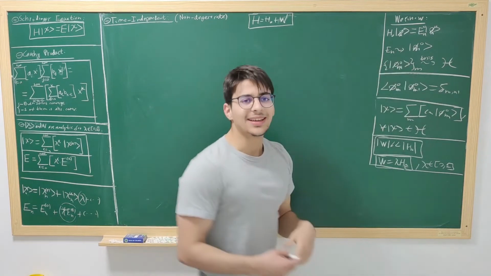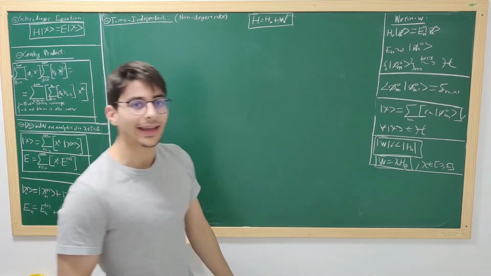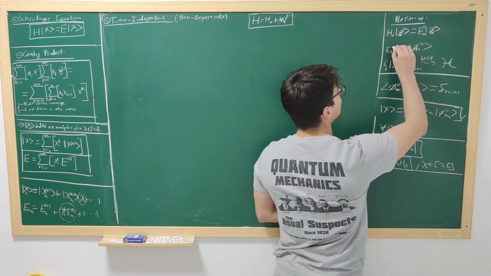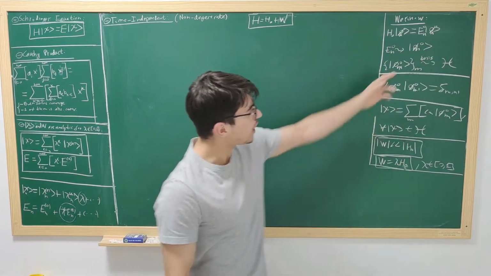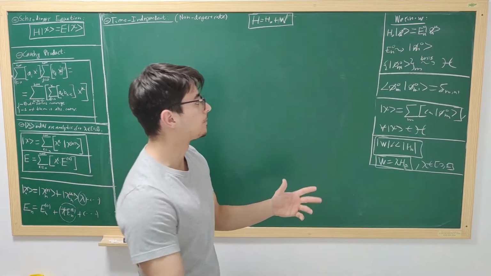So we are in the non-degenerate case. This just means that for each different energy level En, or rather En0, we have a different eigenstate phi n0.